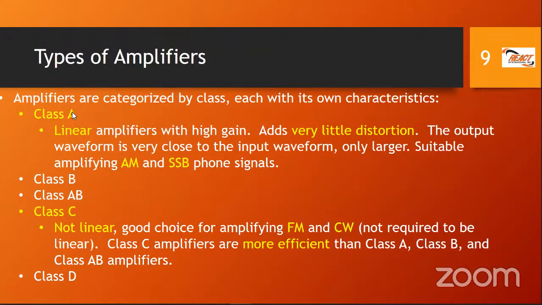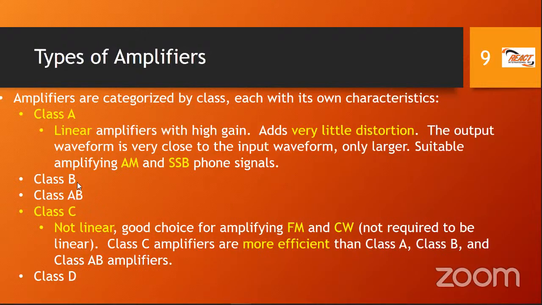So we say here that the Class A amplifier is a linear amplifier that has high gain and very little distortion. With a Class A amplifier, the output is very close or similar to the input. Very little distortion, except that the output is larger than the input. That's why it's called an amplifier, because it amplifies. And it's very suitable, of course, for CW, AM, and SSB phone signals. So that's the Class A amplifier.